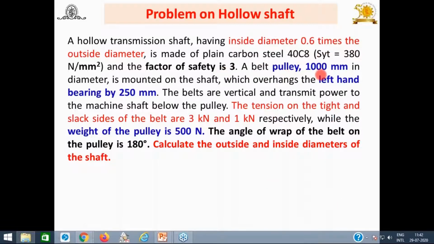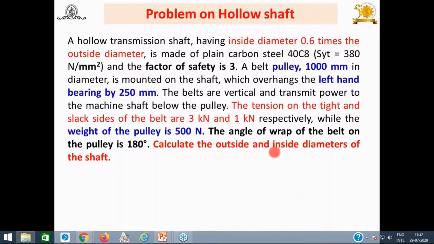Then a belt pulley 1000 mm in diameter, pulley diameter is given, is mounted on the shaft, which overhangs, it's in a hanging position, the left hand bearing by 250 mm. On the left side there is one bearing and the pulley is hanging, having diameter 1000. But how much is the hang distance? 250 mm. Belts are vertical.